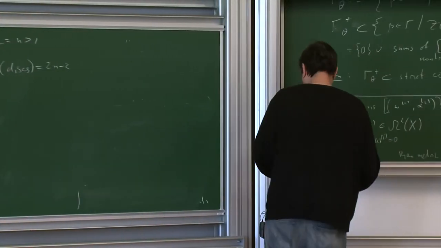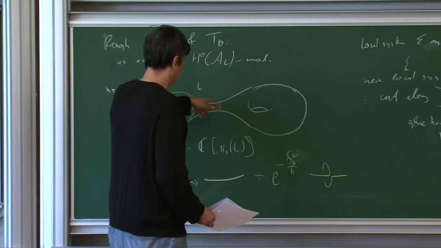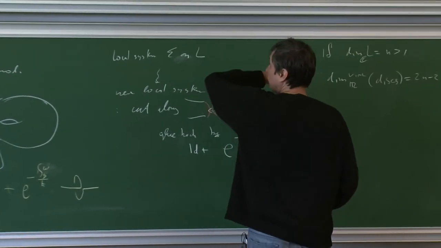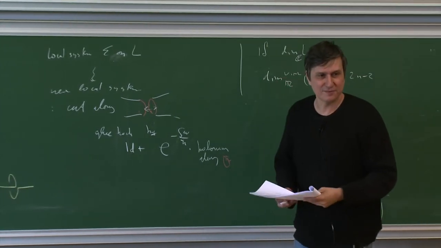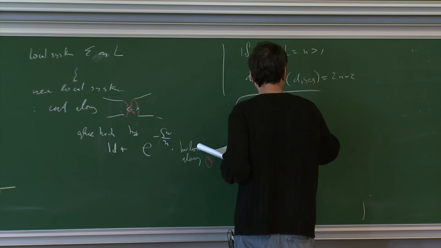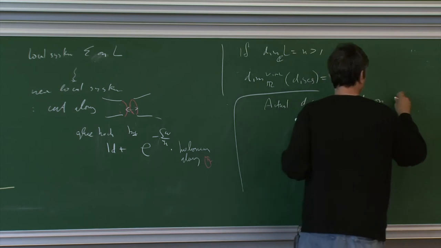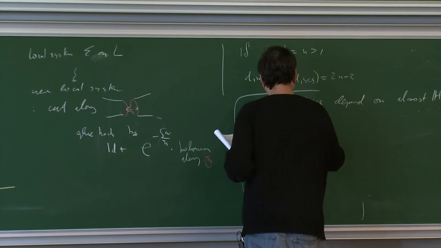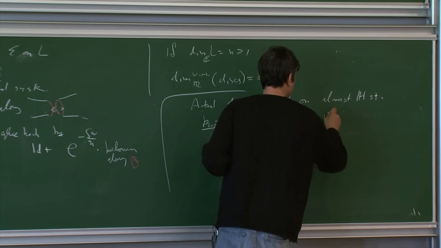I want to stress that all these disks, or families of disks, are not totally canonical objects. They depend on the choice of almost quaternionic structure. But the automorphism is just one automorphism. It doesn't depend on anything. So actual disks depend on almost quaternionic structure, but the automorphism p theta is absolutely canonical.